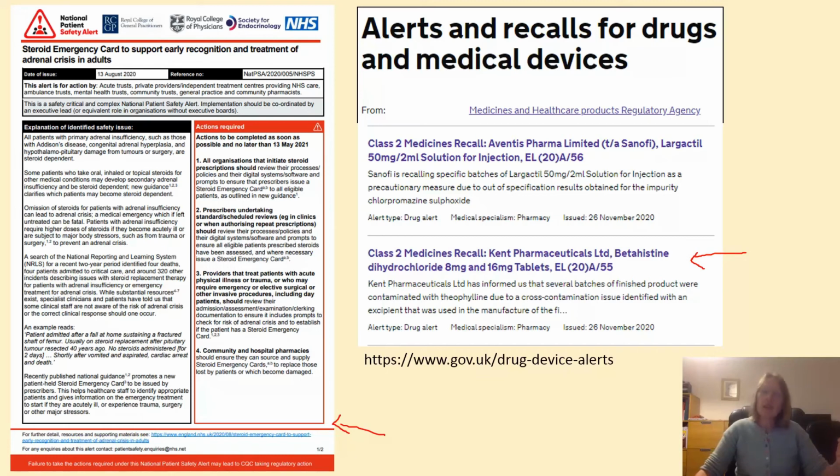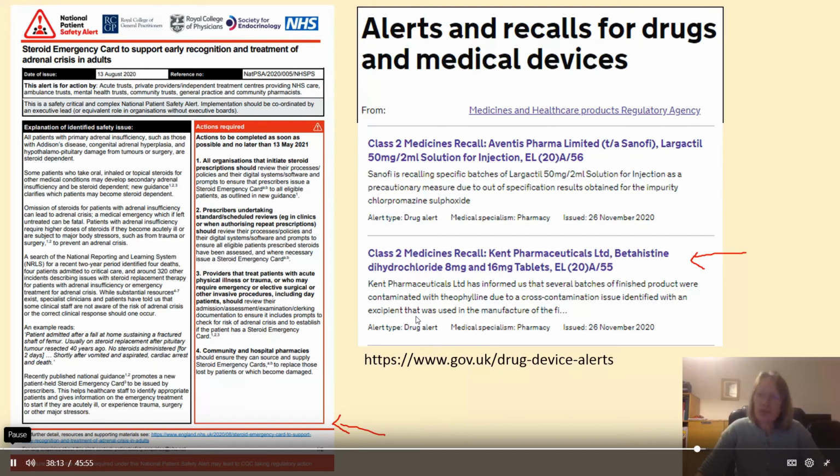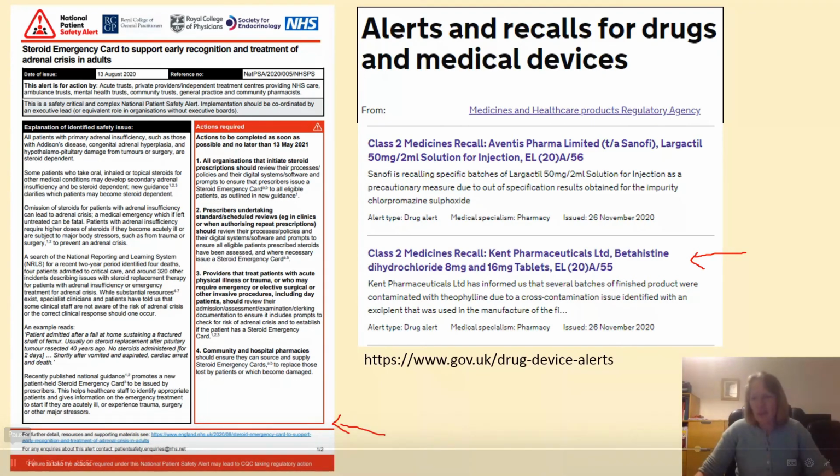And then you've got class 3, which are not quite as urgent, and class 4 level, and class 4 is normally just information rather than a recall. Class 3 sometimes are a recall, but not such an urgent one. And the information would just be maybe there's something missing off a patient information leaflet. So something that you need to be aware of and maybe give information to patients, but not something that's as urgent as the class 1 and class 2 recalls.